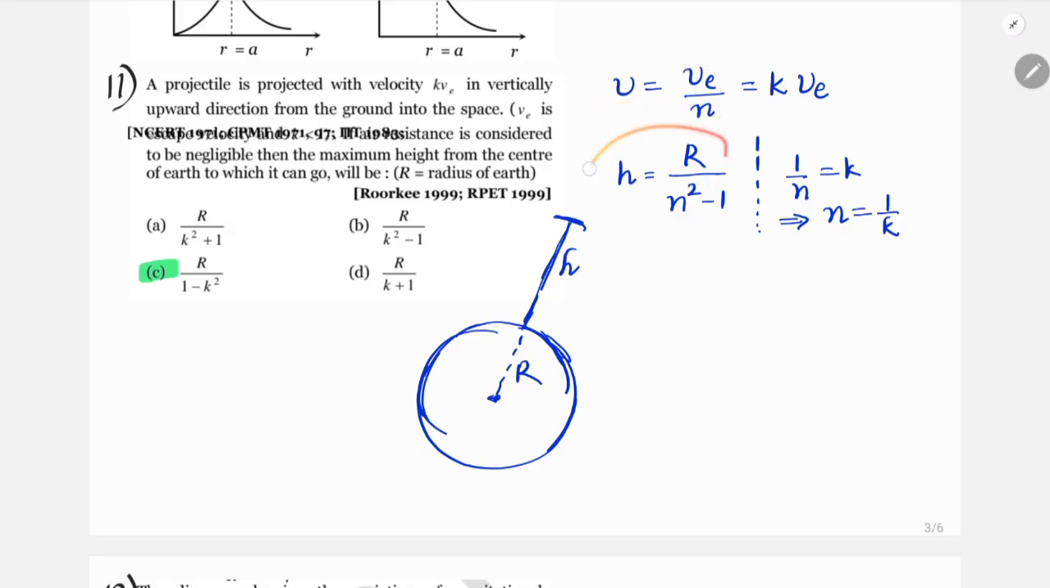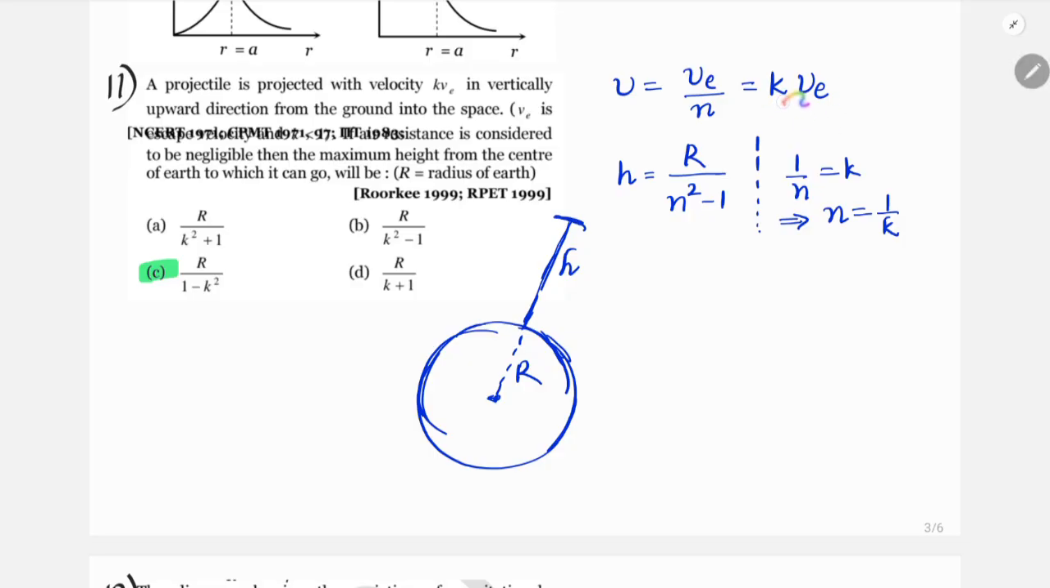Now we got this relation: h, the height reached by that projectile, is equal to r by n square minus 1, n square minus 1. But suppose you take k times v. K may be an integer, maybe a fractional number, we don't know exactly. Maybe any number.